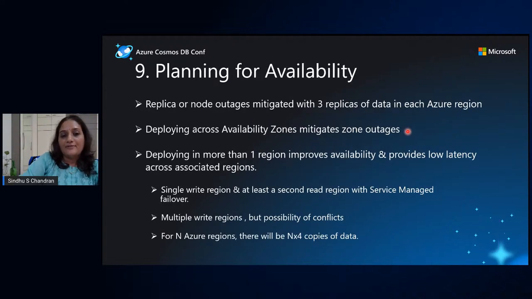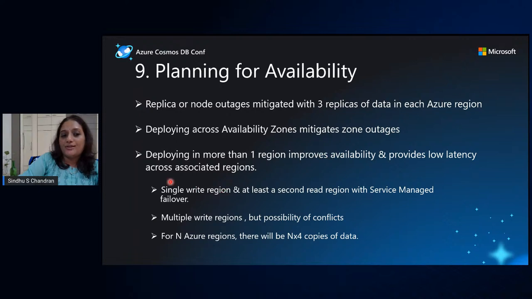And when it comes to availability, the node outages seem very well covered because there are a guaranteed 3 replicas kept in each Azure region. So the node outages are covered that way. And to cover zone outages, there is an option to deploy across availability zones when you create the Cosmos DB account.